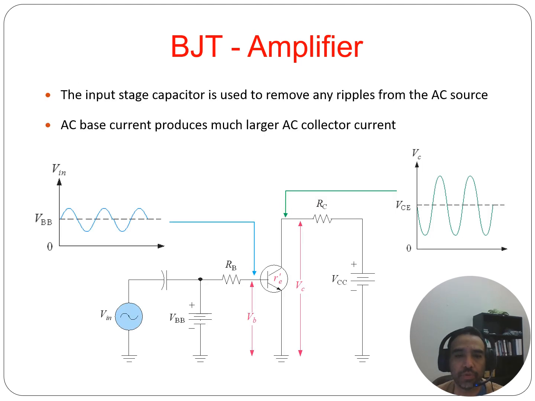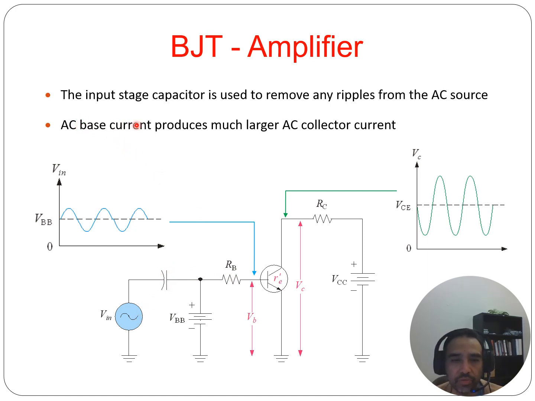All right, BJT amplifier. So here's a BJT amplifier. It has an input capacitor, which is used to remove any ripples from the AC source. So we have an alternating current running here. We have a direct battery source being applied to the base to bias this circuit, to make sure this is greater than 0.7 volts so that we can get this thing in the active region. But we also have this capacitor here because the signal may have a lot of noise and ripples. So what this is going to do is reduce that ripple. It's just meant to make the input a little bit smoother.